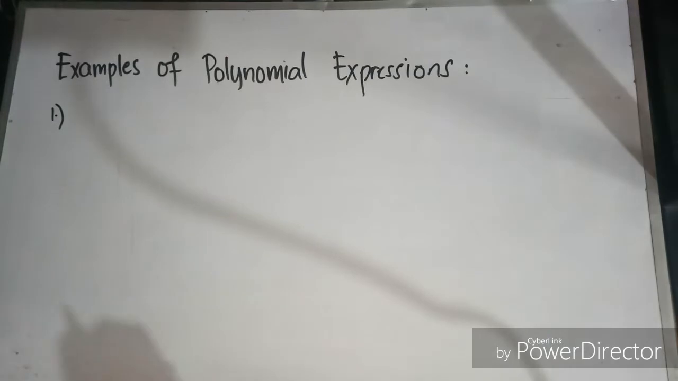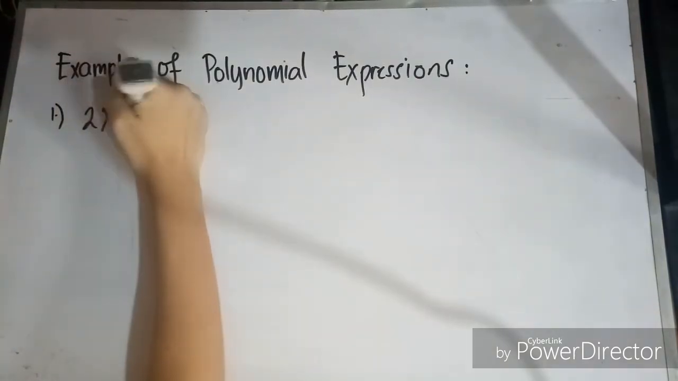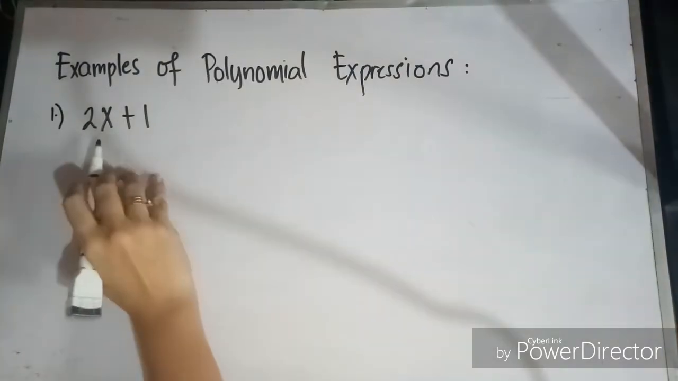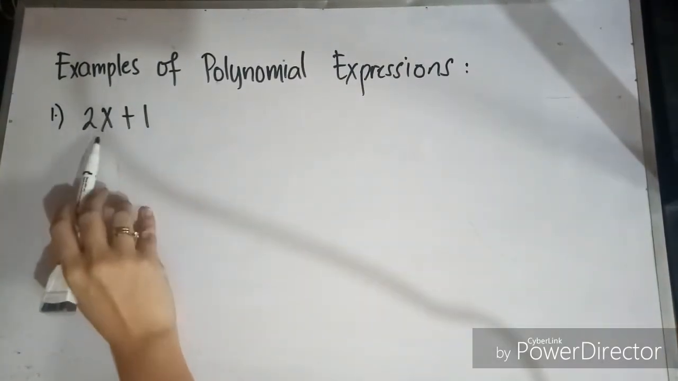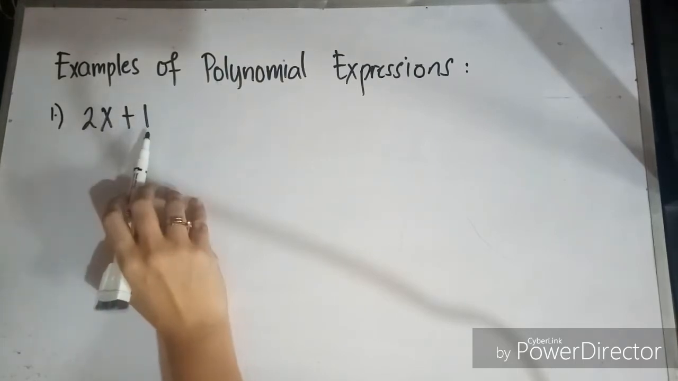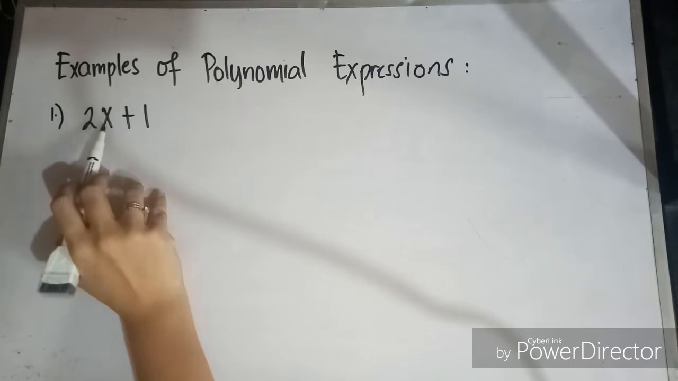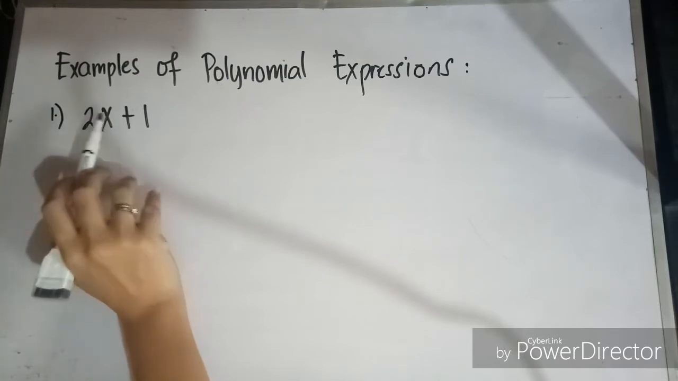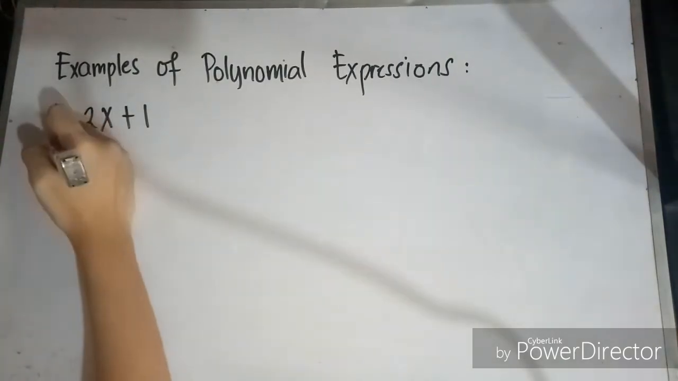These are some of the examples of polynomial expression. Okay, first we can have 2x plus 1. Actually, this is just a binomial because there are two terms. The first term is 2x and the second term is 1. There is no negative exponent in our variable x, and our numerical coefficient 2 is a real number. So this is a polynomial expression.